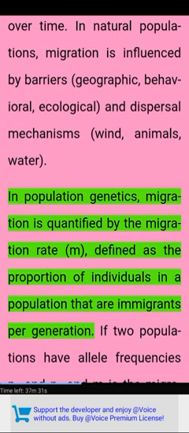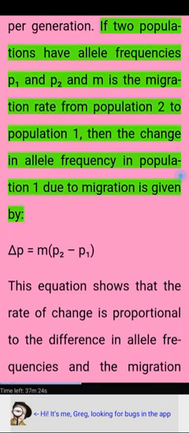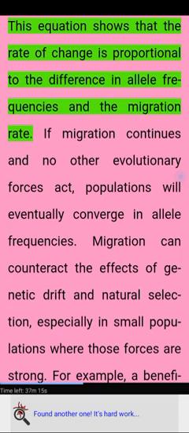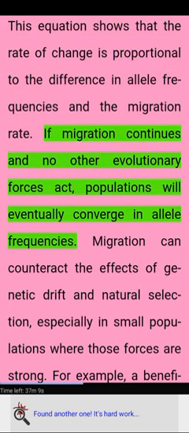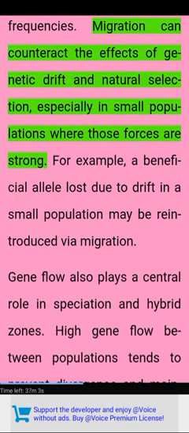In population genetics, migration is quantified by the migration rate m, defined as the proportion of individuals in a population that are immigrants per generation. If two populations have allele frequencies p1 and p2, and m is the migration rate from population 2 to population 1, then the change in allele frequency in population 1 due to migration is given by delta p equals m(p2 minus p1). This equation shows that the rate of change is proportional to the difference in allele frequencies and the migration rate. If migration continues and no other evolutionary forces act, populations will eventually converge in allele frequencies. Migration can counteract the effects of genetic drift and natural selection, especially in small populations where those forces are strong.